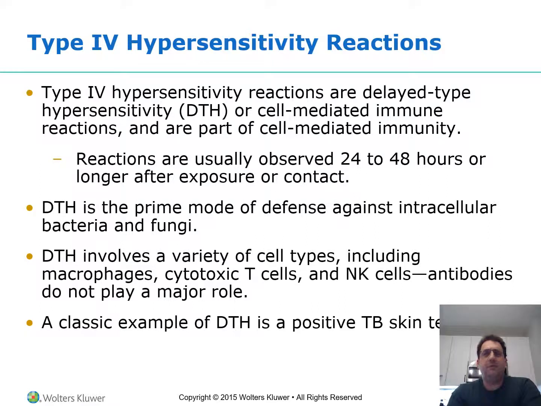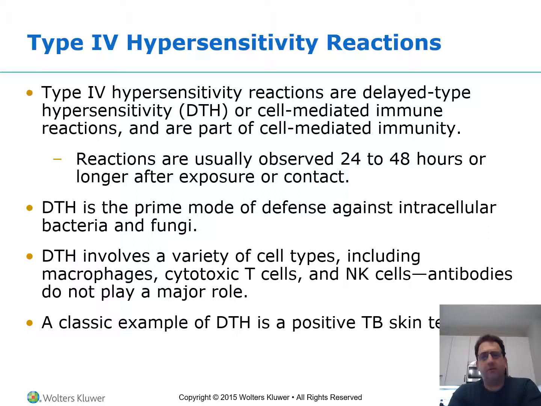Type 4 hypersensitivity reactions are the delayed type. Basically, you come into contact with something and 1 or 2 days later you actually start to show the result. And basically this is how you would see your defense against certain bacteria or fungus. And this involves a whole bunch of cell types: macrophages, killer T cells, natural killer cells.